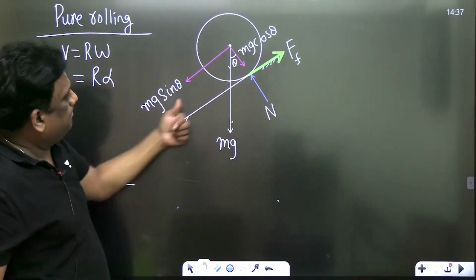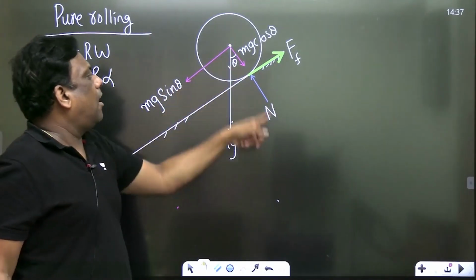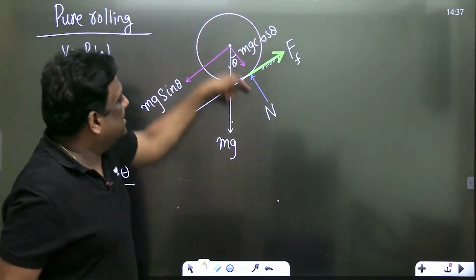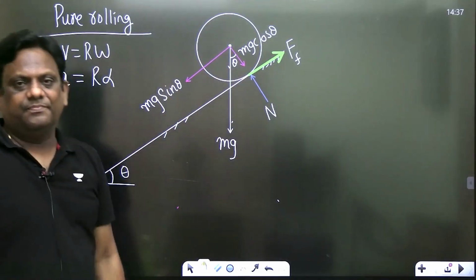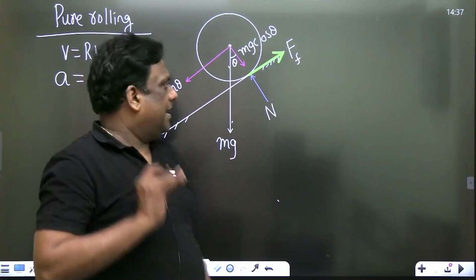One is parallel to the plane. This parallel to the plane, as it is theta, opposite will be sin theta, and our adjacent will be cos theta. And there is a normal reaction. Wonderful, sirs. Now carefully we will see, sir. Now we'll try to analyze things in a beautiful manner.